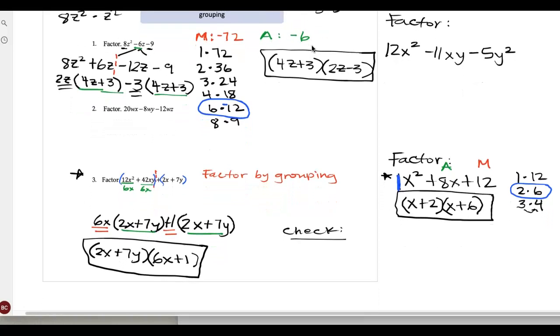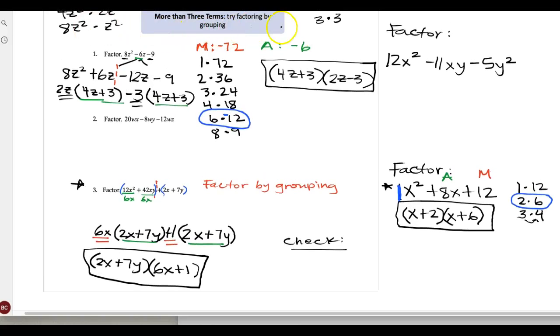All right, good question. Let's look at this one over here because somebody wanted to look at it. So 12x squared minus 11xy minus 5y squared. Somebody tell me, what is the first thing we would want to do here in order to factor this?